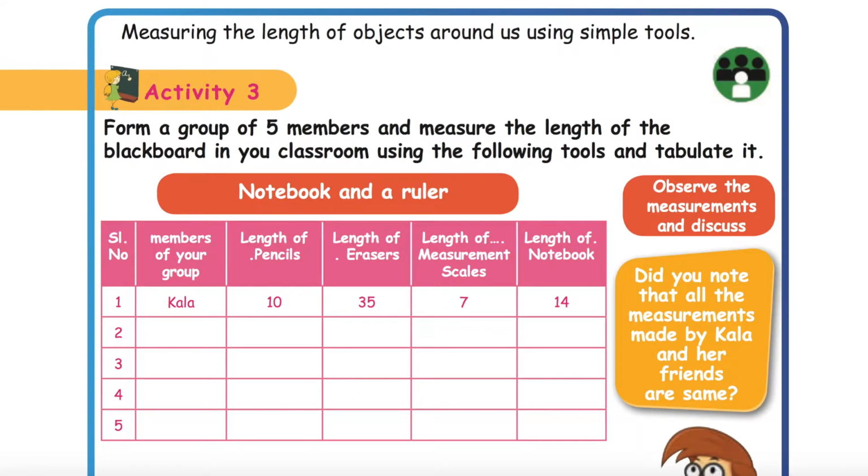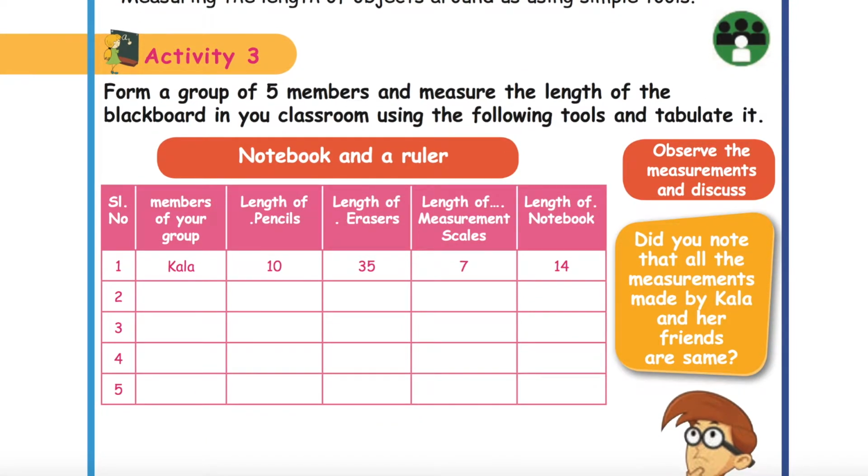Measuring the length of objects around us using simple tools. Form a group of 5 members and measure the length of the blackboard in your classroom using the following tools and tabulate it: a notebook and a ruler. Observe the measurements and discuss. Members of your group can use the length of pencils, erasers, measuring scales, and notebooks. If you use pencils and erasers, everything will differ, right?